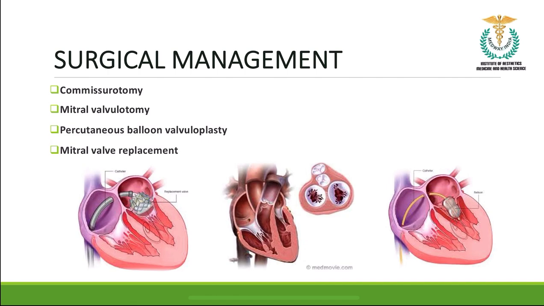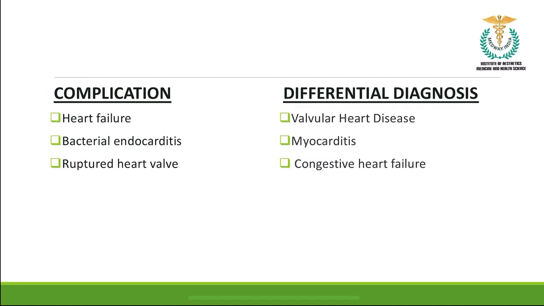Whenever any surgery is done or any infection develops, the main thing is we have to give a penicillin or cephalosporin cover. So injection ceftriaxone 1 gram IV 8 hourly for 3 days can be given. Surgical management options: commissurotomy, mitral valvulotomy, percutaneous balloon valvuloplasty, mitral valve replacement. These are the surgical management options we can do in case of rheumatic heart disease.